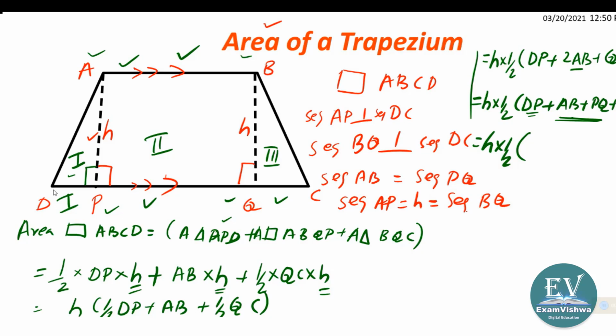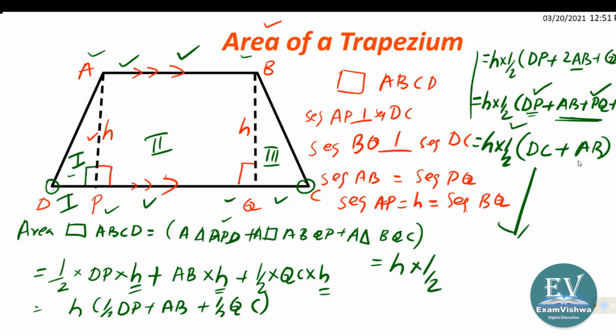So if you are thinking about DC as such, DC the base over here, we can say that adding DP plus PQ plus QC will make DC. So I am writing DC. Then what is left is AP. So ultimately what happens here, if I look at this again, it appears as if height into half of DC plus AB. What is DC?